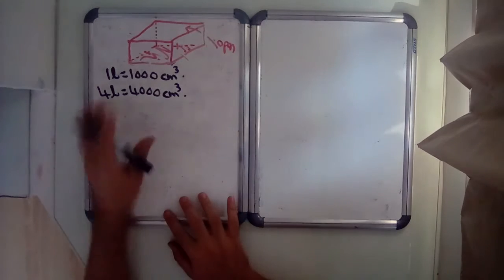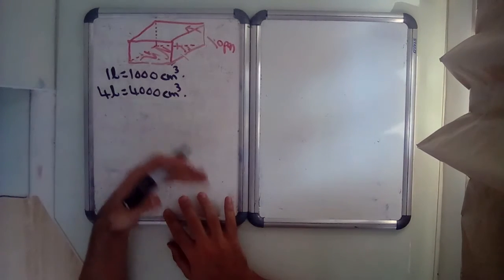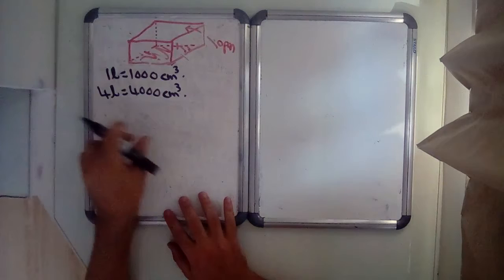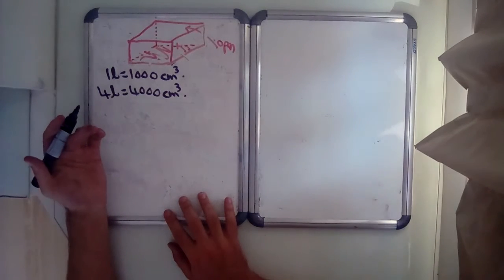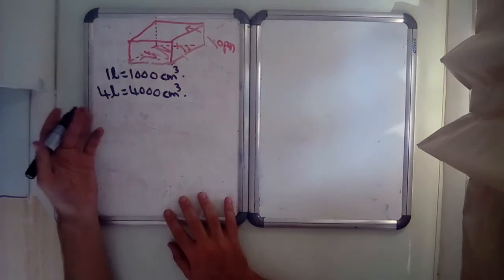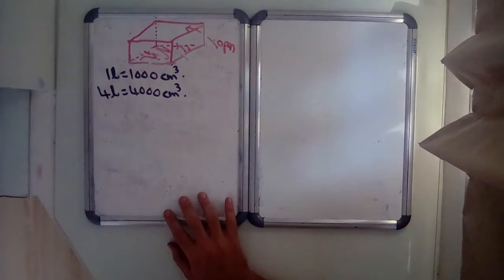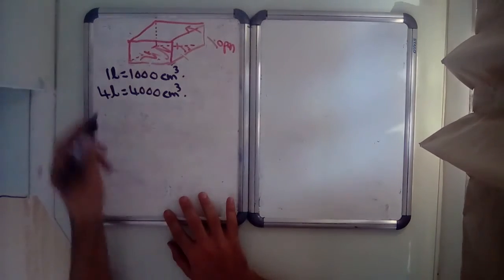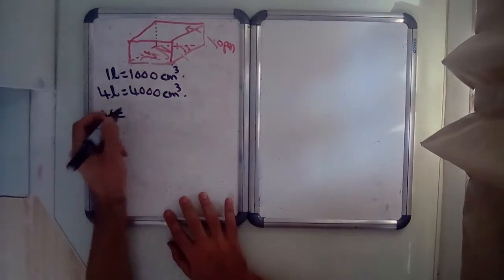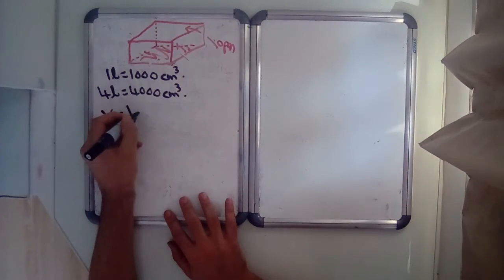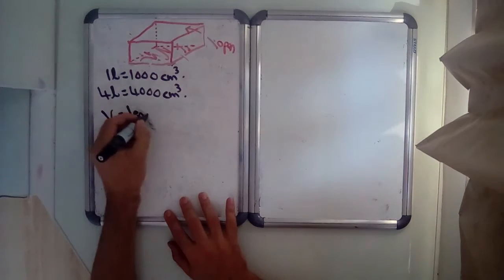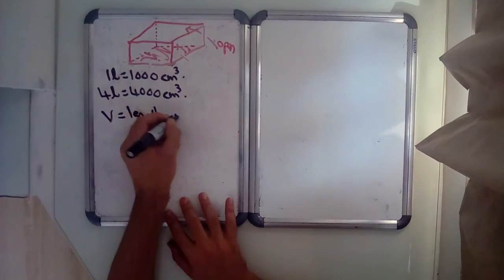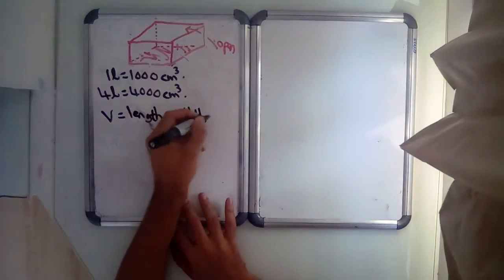We're going to need an expression for volume. And then we're going to get an expression for surface area, just in terms of hopefully one letter. And then we're going to try and minimize it, and then we're going to test it, and then we should be finished. So, V equals, this is a cuboid, right? Length times width times height.